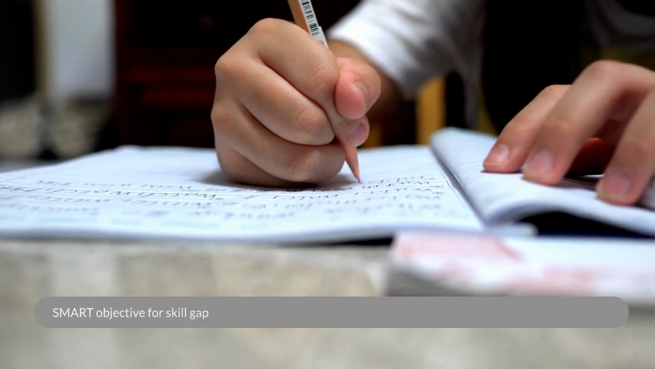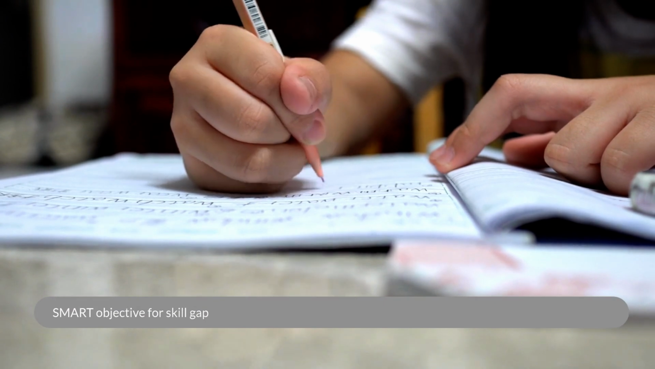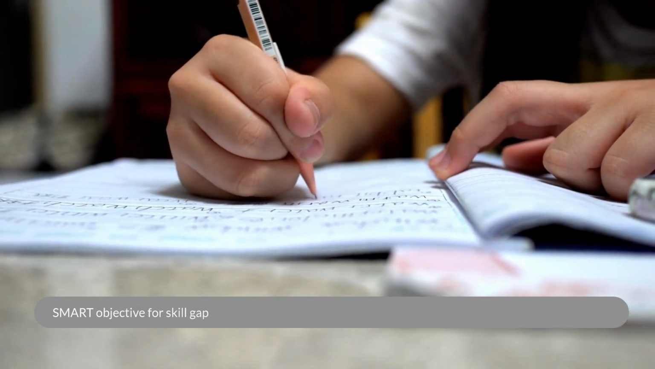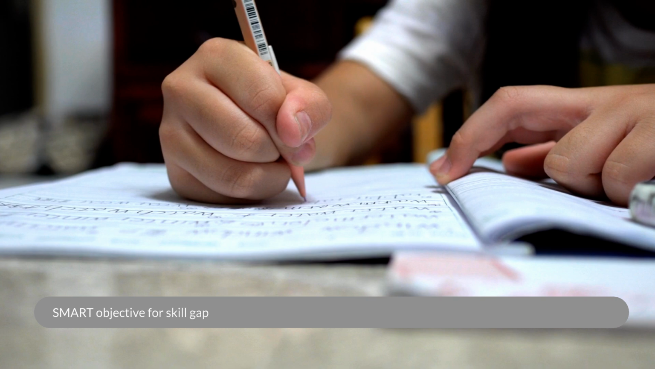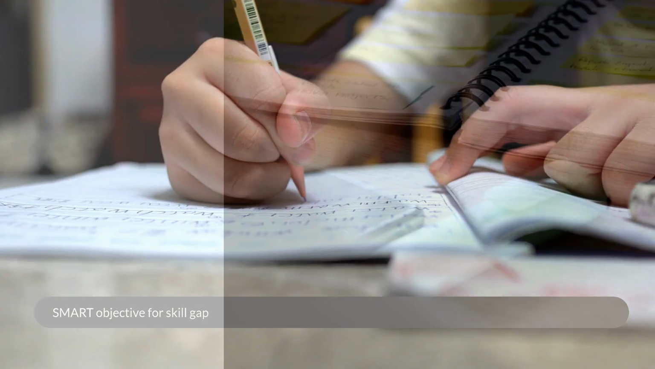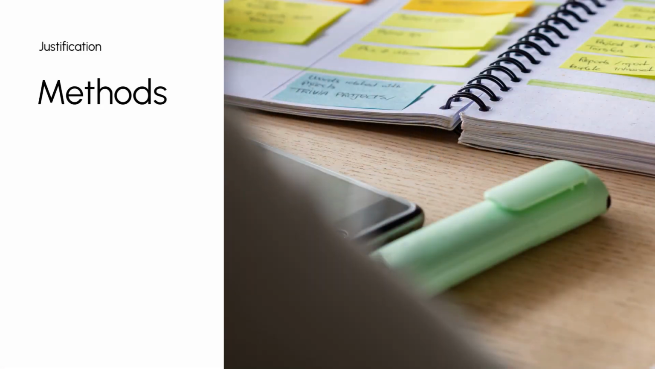Your task is to write one specific, measurable, achievable, relevant, and time-bound, or SMART, learning objective for this skill gap. Then recommend 2 different training methods that could be used to achieve this objective. For each method, provide a 1-sentence justification explaining why it is appropriate. Explain why each method is suitable for the task.